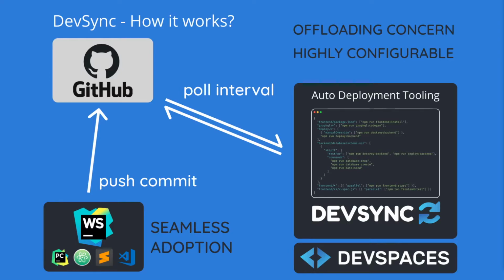So, how does it work? First, you install the DevSync extension in your workspace and set up the configuration logic to run your commands. Then, you continue to develop features on your local IDE. Once you're done, you push the commit to GitHub, and DevSync will automatically poll GitHub at predefined intervals and pull the latest commit if something was pushed. And based on our configuration settings, DevSync will then start running your commands in sequence.